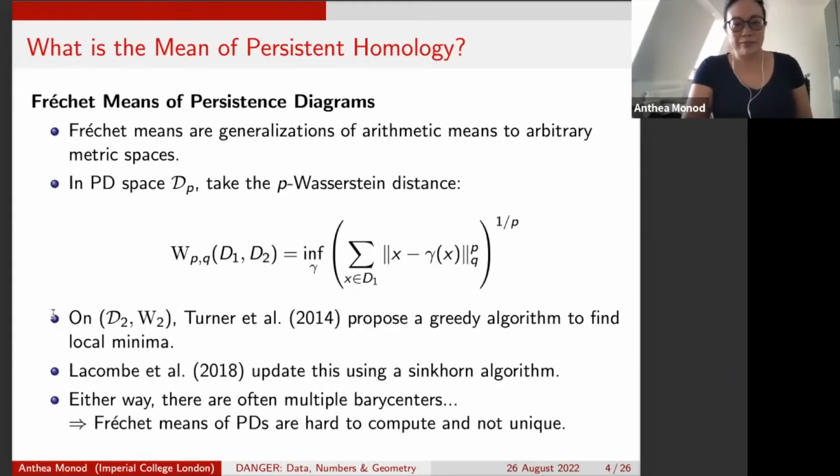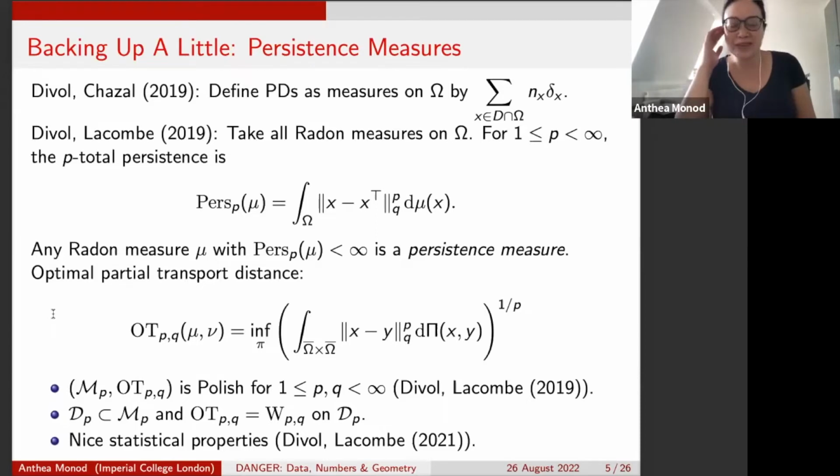So that's one idea of what we can say when we say means of persistence diagrams, right? There's another one that's been proposed more recently, but before I define what this alternative mean is, I'm just going to back up a little and talk about persistence measures. This is more recent, from 2019, where you can look at persistence measures as a sum of measures, essentially, right? So you have a sum of these Radon measures on your plane.